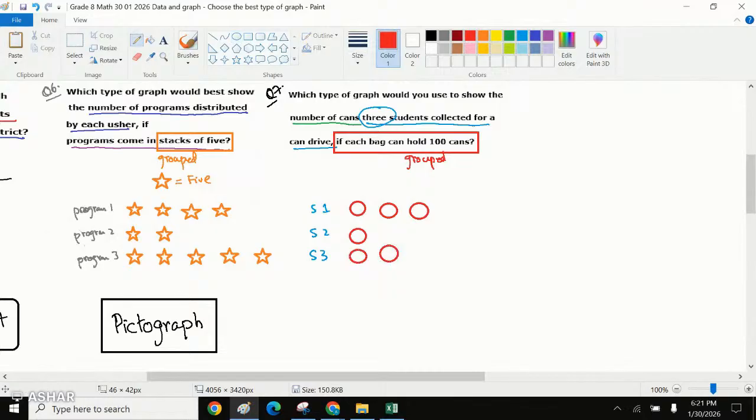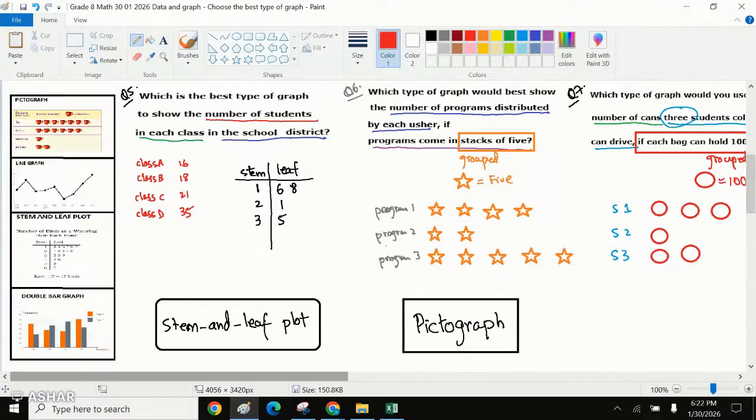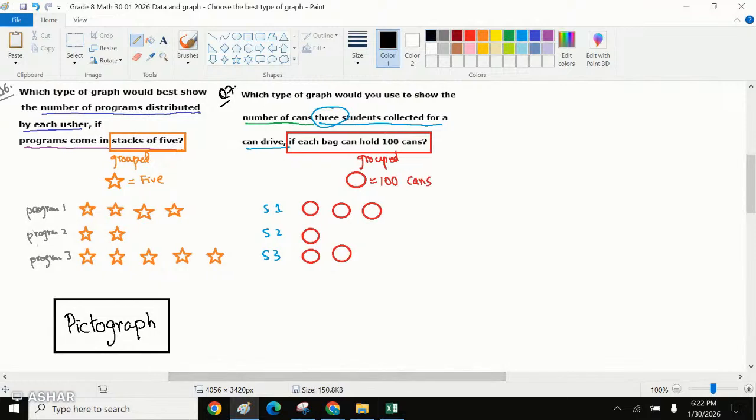So can we say that the information, rather than numbers, we can show with shapes to give this information. And we also know that whenever it's grouped, what should it be? In grouped information, we can always use, like question number 6, a pictograph. A pictograph is the best way to represent this information.